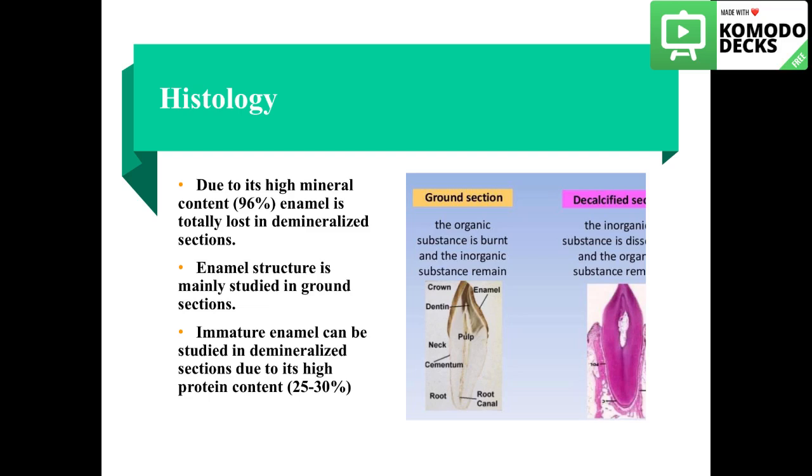As you will be taught in the amelogenesis lecture, enamel formation starts with a matrix, an organic matrix, which is mineralized in a second stage. That's why the immature enamel, which is not yet mineralized, has a high protein content.